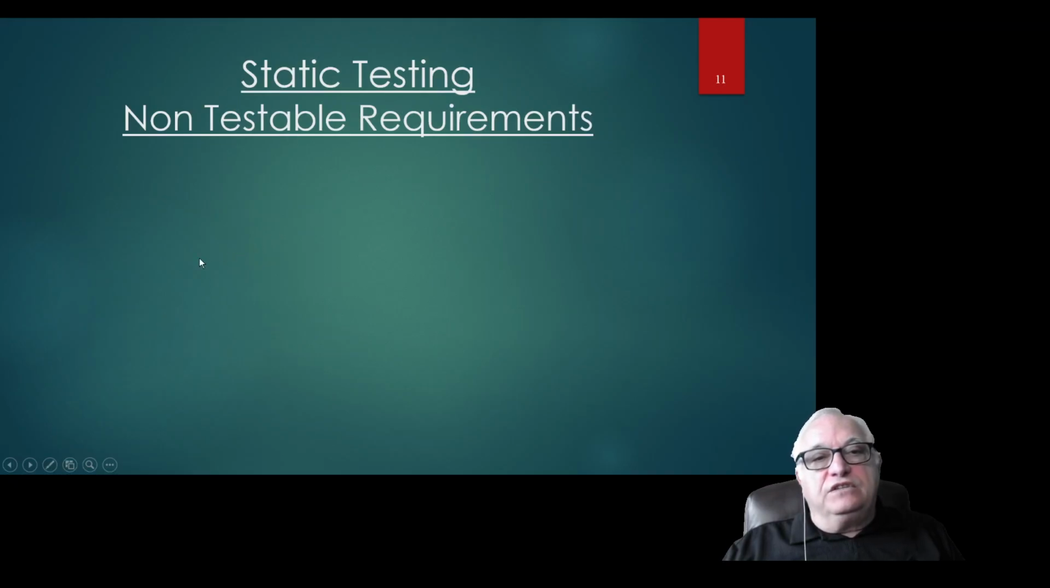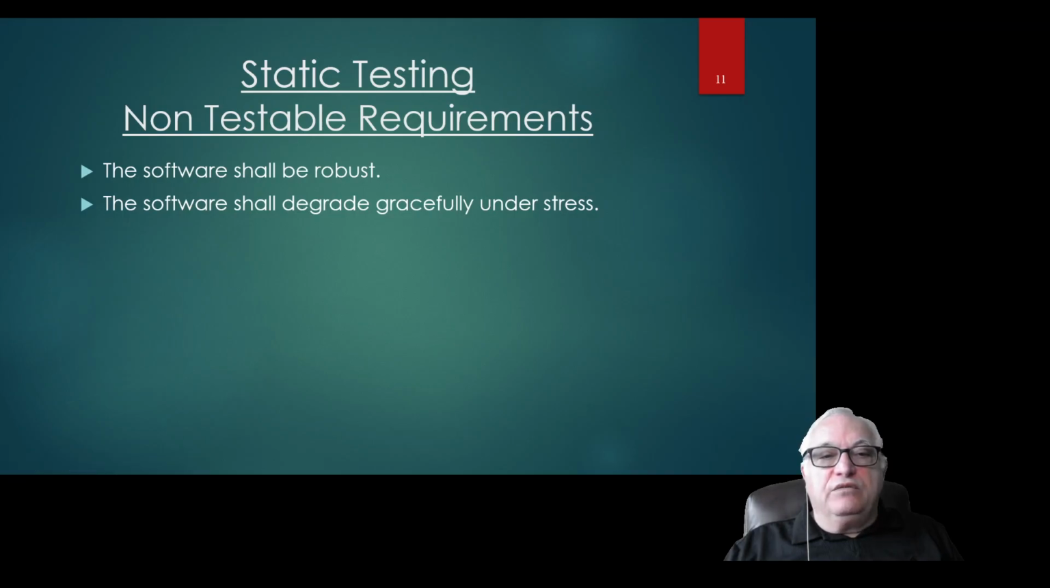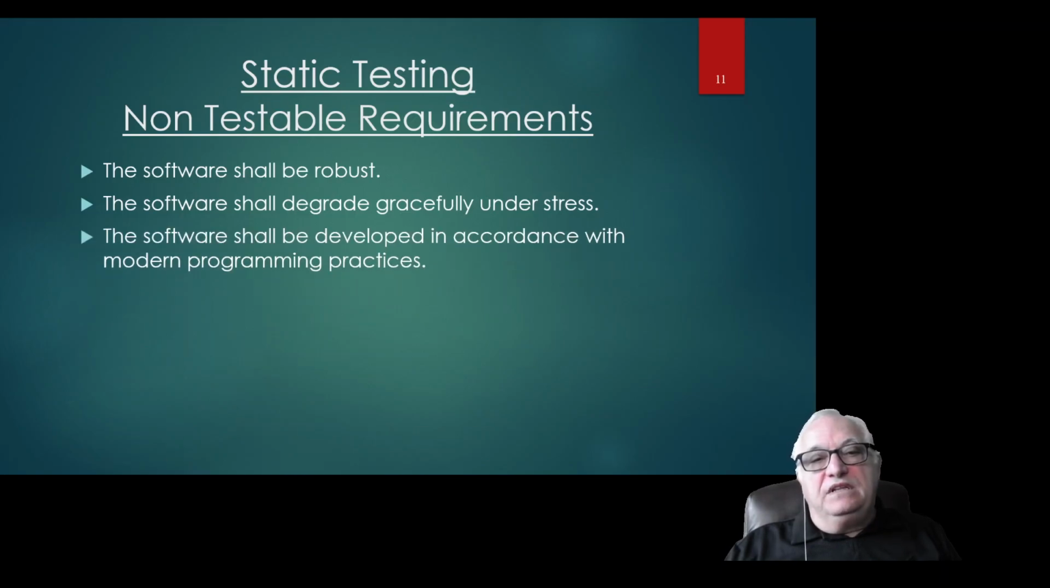So, static testing, non-testable requirements. The software shall be robust. The software shall degrade gracefully under stress. The software shall be developed in accordance with modern programming practices. That should be, for example, in this case, the software shall be developed in accordance with modern programming practices in accordance with such-and-such standards. You can put all the words you want, but at the end you need to have a standard, a paragraph and a section of that standard that a person can go to and come out with test cases based on that standard.